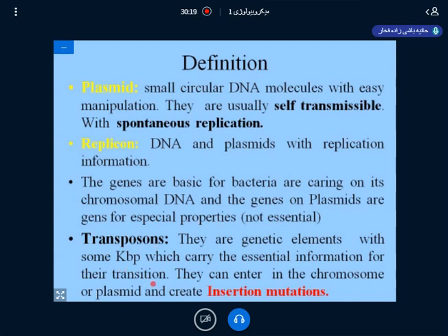Transposons. What do transposons mean? They are mutation. You know mutation? But insertion mutation. Such mutation we insert in DNA. We call them transposition. Do you know in English transposition, in Persian transposition?